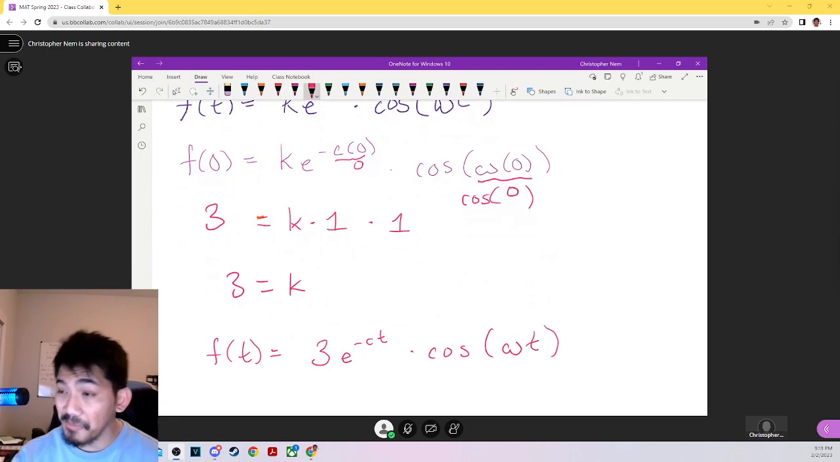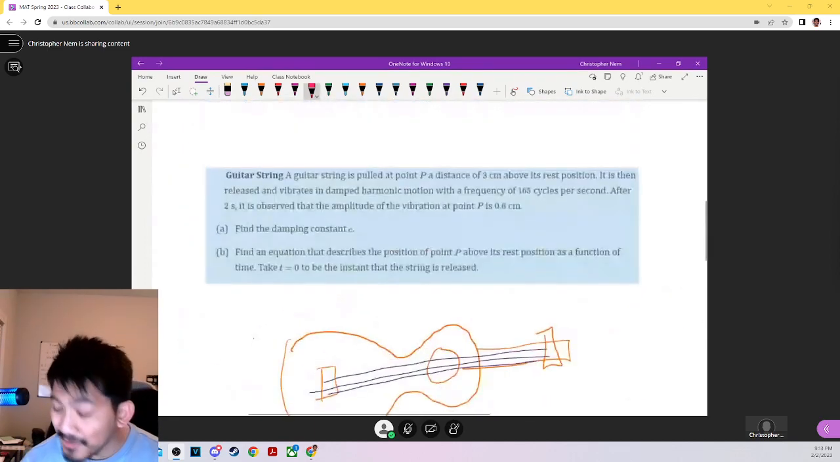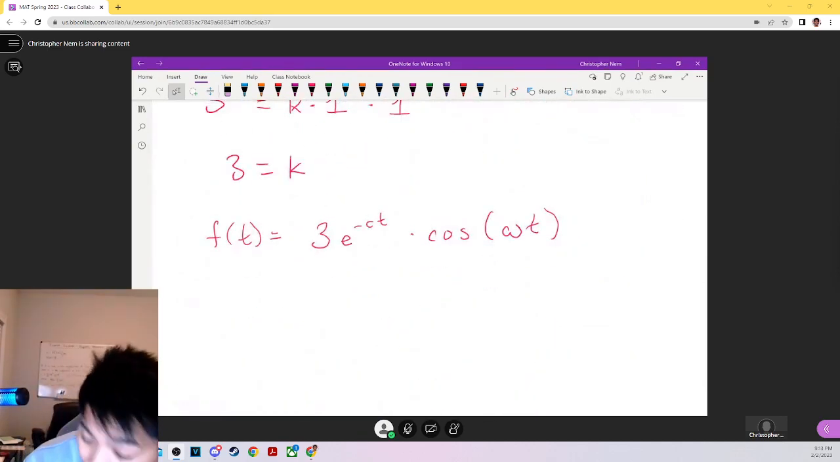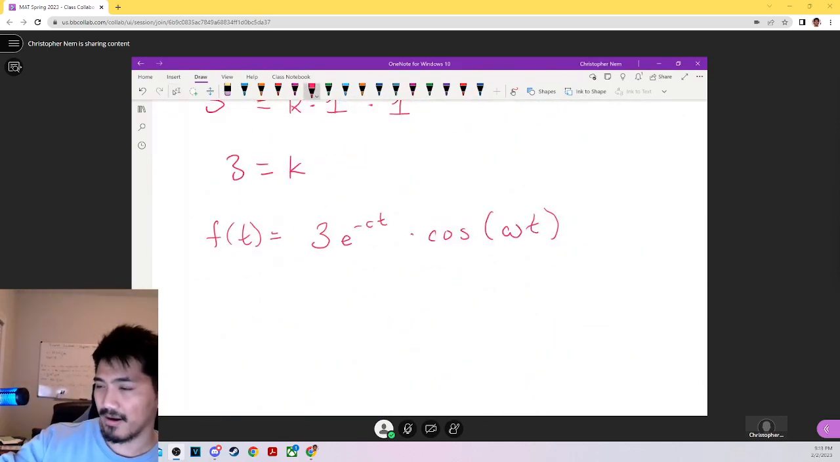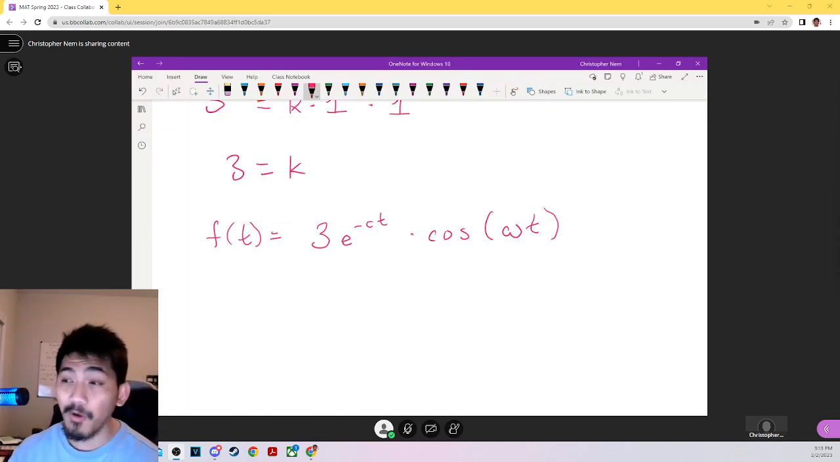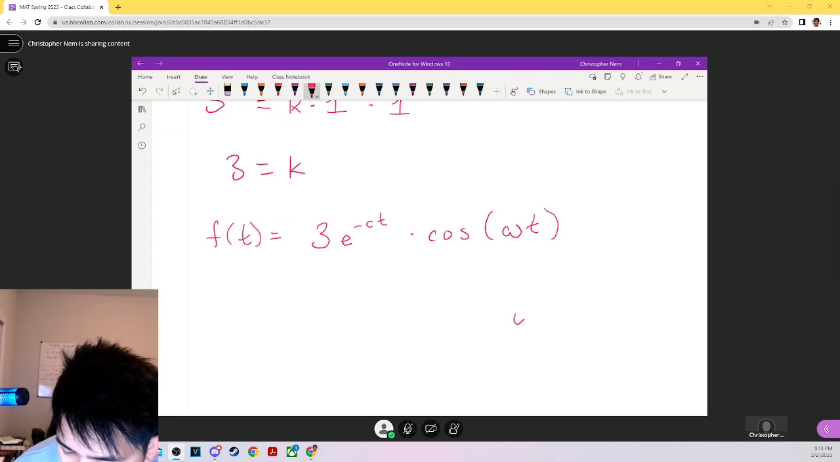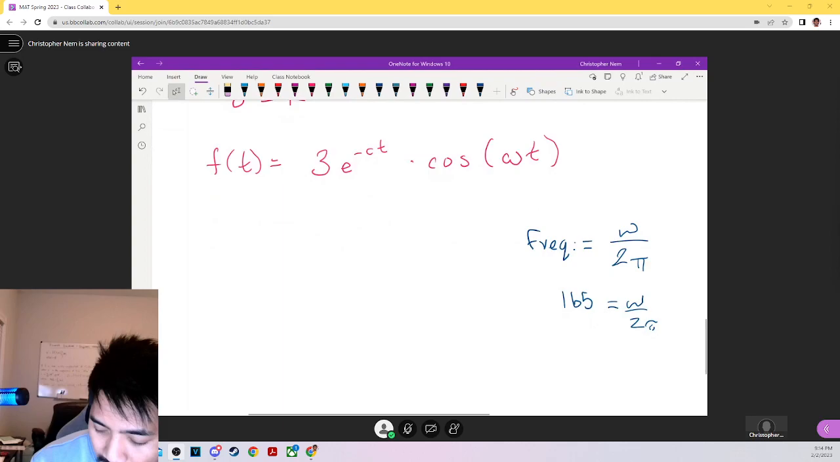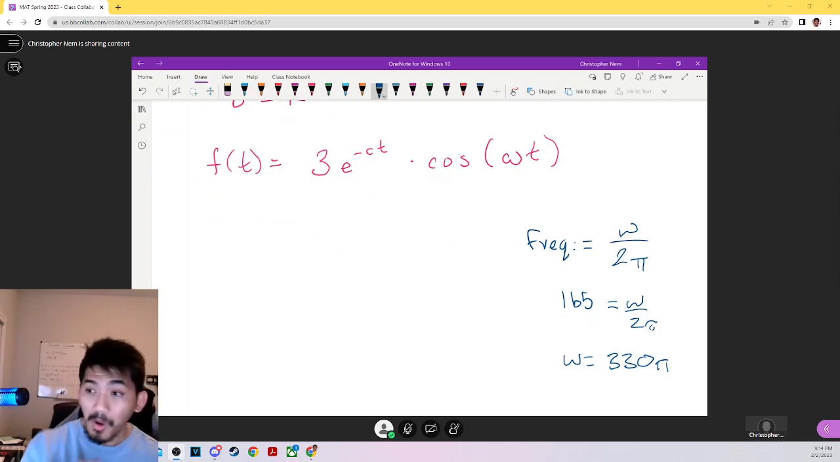How can I figure that out? Well, if you notice, they gave us frequency. Frequency is related to period, and period is related to our horizontal compressions. So, if we remember, frequency is the reciprocal of our period. Period is equal to 2 pi over omega. So that means frequency is equal to omega divided by 2 pi, which is 165 cycles per second. If you solve for omega, you get omega is equal to 330 pi. We're doing great. We got more variables solved out.